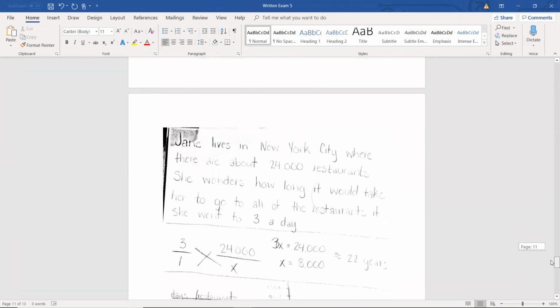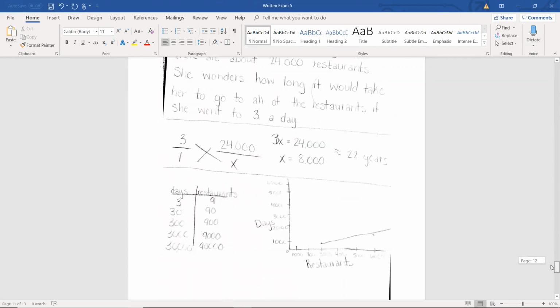I chose to do this one because I know New York City has a lot of restaurants, and I thought it would be really interesting to see how long it would take to go to all the restaurants if we went to 3 every single day, which of course would cost a lot of money, and it's not possible, but it's hypothetical. So Jane lives in New York City where there are about 24,000 restaurants. She wonders how long it would take her to go to all the restaurants if she went to 3 a day. I set up a proportion where I've got 3 over 1 and she goes to 3 in 1 day. So there's 24,000, and how many days does it take?